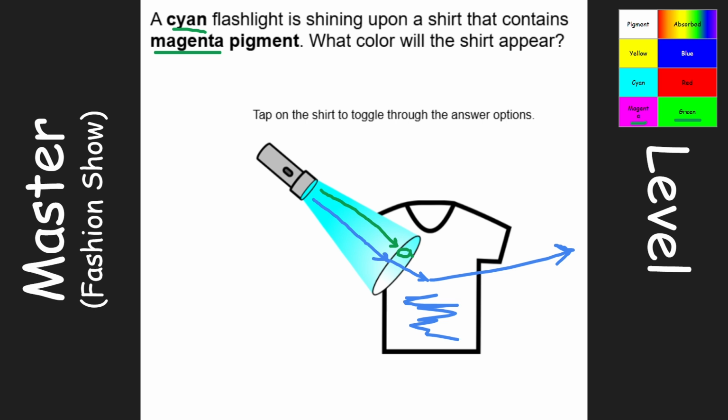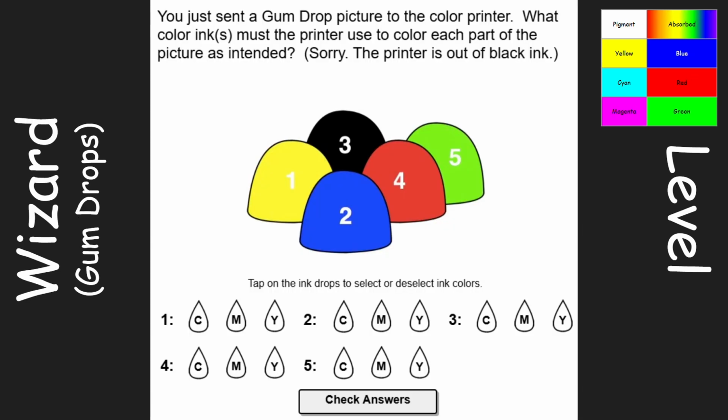All right, moving on to the wizard level. Gumdrops. You just sent a gumdrop picture to the color printer. What color ink must the printer use to color each part of the picture as intended? Sorry, the printer is out of black ink.